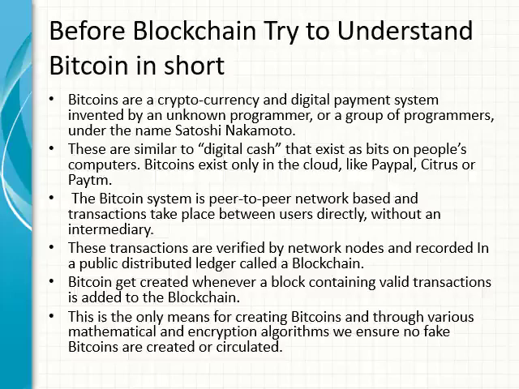And through various mathematical and encryption algorithms, we ensure no fake Bitcoins are created or circulated. There are different types of cryptographic techniques like public key, hash and digital signatures. And because of these encryption methods and mathematical models, the Bitcoins are secured.